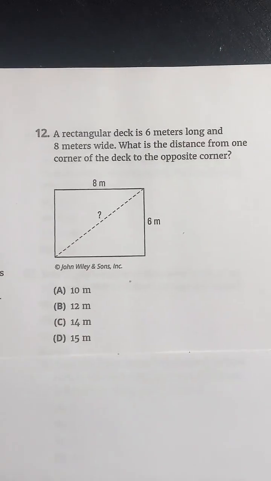So here we are. A rectangular deck is 6 meters long and 8 meters wide. What is the distance from one corner of the deck to the opposite corner?